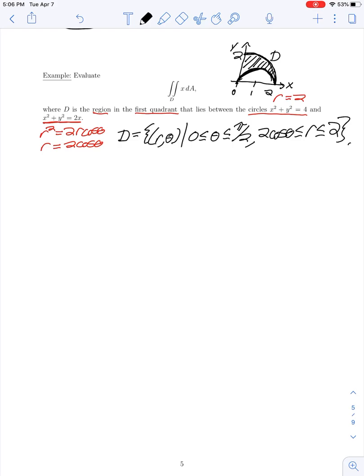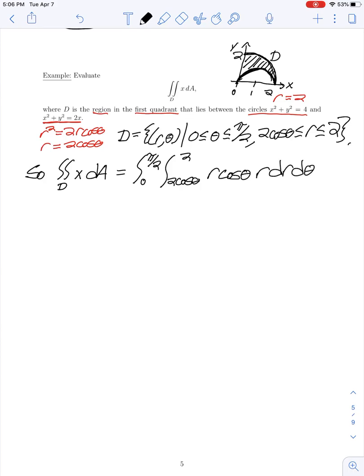So to set up our iterated integral for this double integral of x over the region D, we would integrate with respect to theta from 0 to pi over 2, and with respect to r from 2 cosine of theta to 2. And the function we're integrating is x, which in terms of polar coordinates is r cosine theta, and the differential of area is given by r dr d theta in terms of polar coordinates.